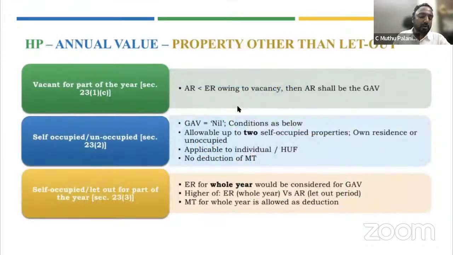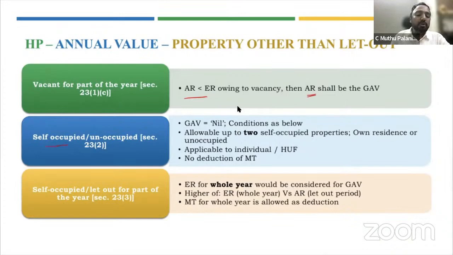Once you have calculated your gross annual value, you have to keep certain things in mind. We said actual rent or expected rent, whichever is higher, so we need to understand why actual rent is lesser than expected rent. If actual rent is lesser than expected rent because of vacancy, which means you are not able to rent it out, then even though it is lesser, the actual rent shall be the gross annual value. In this situation, your property was vacant for part of the year, so even though actual rent is lower than expected rent, you still take actual rent as your gross annual value.